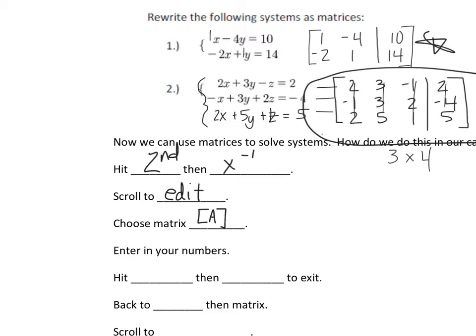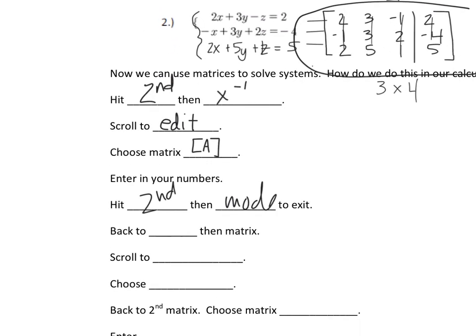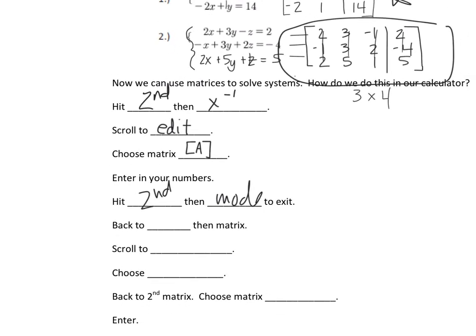To do that, there's the word quit right above the mode key. The mode key is right next to the second key. All right, you'll see the word quit there. So go ahead and hit second mode, and I'll often refer to that as just second quit. That'll get you back to the main menu. So now you should be back on the main menu, and now we want to solve this particular matrix.